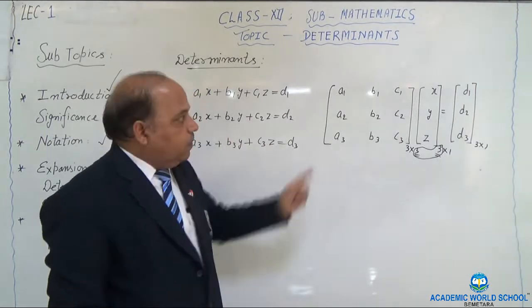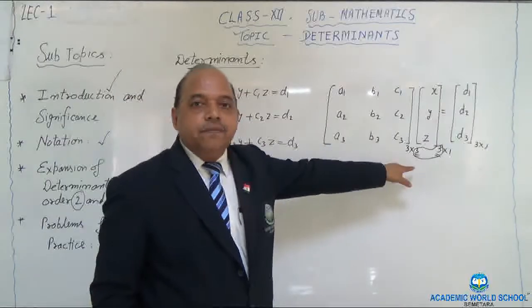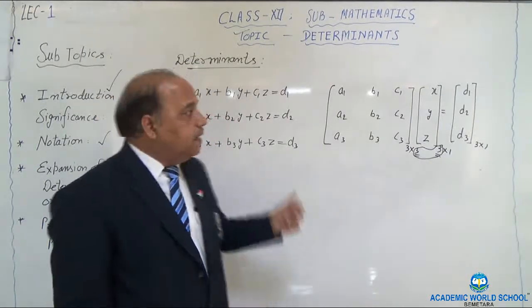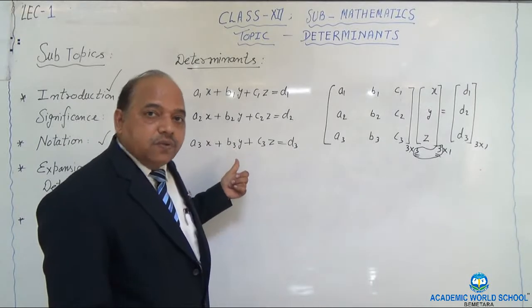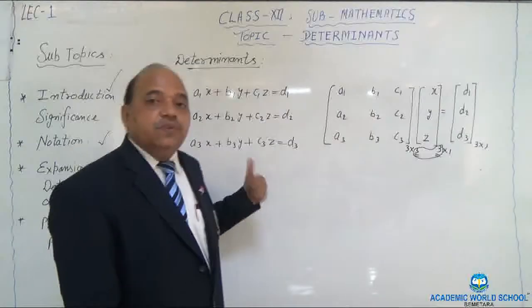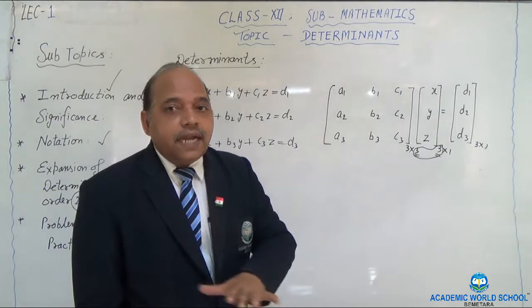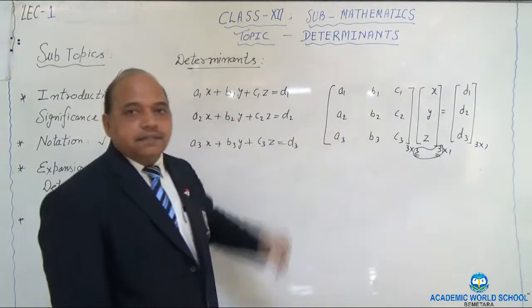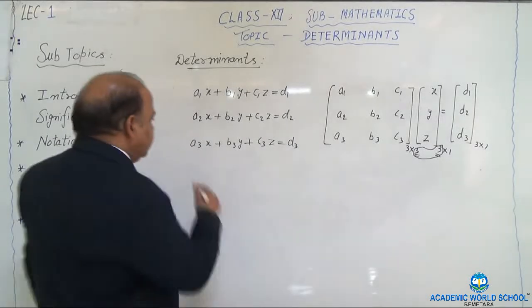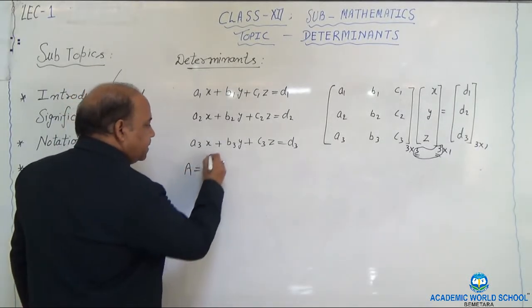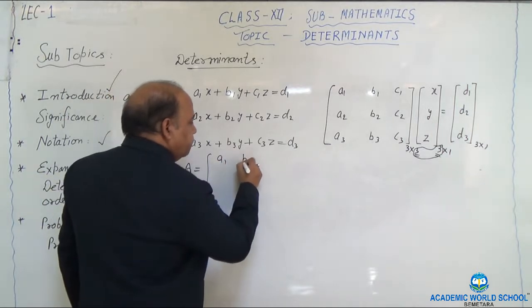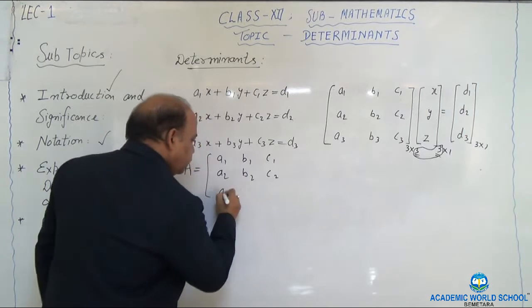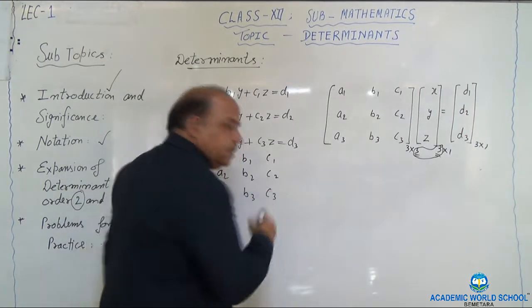Now the question is, why are we writing in this form? The sole reason to write in this form is to ensure whether we are getting a unique solution or not. That is what we want to confirm. Now, please understand, this is a matrix, correct? So if I say that A is my matrix, what is that? A1, B1, C1, A2, B2, C2, A3, B3, C3.